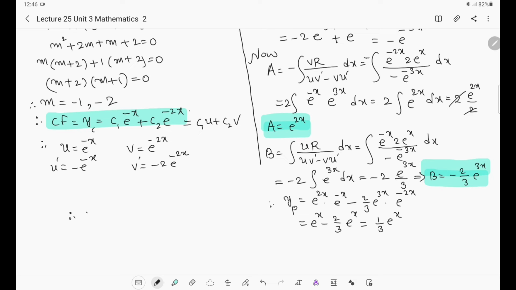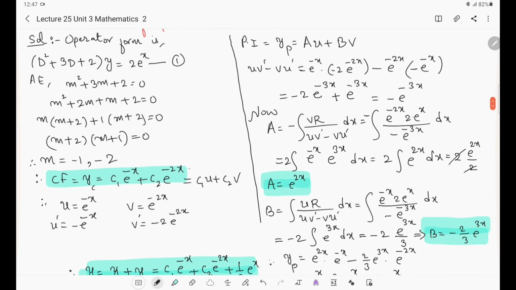Therefore what will be the final solution? Y equals yc plus yp. This will be the complete solution. Yc is c1 into e power minus x plus c2 into e power minus 2x, plus yp, which is 1 by 3 e power x. So this is the required general solution for the given equation, right?